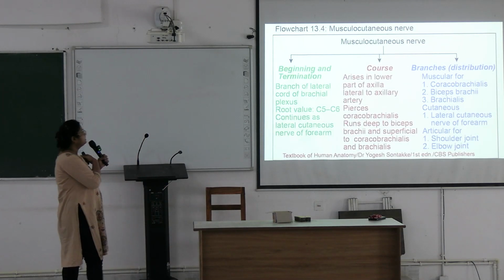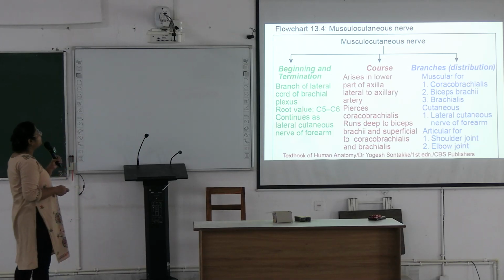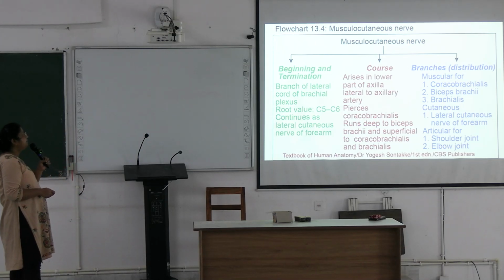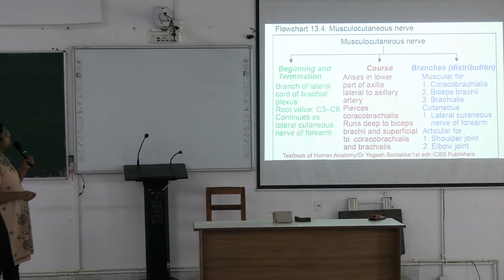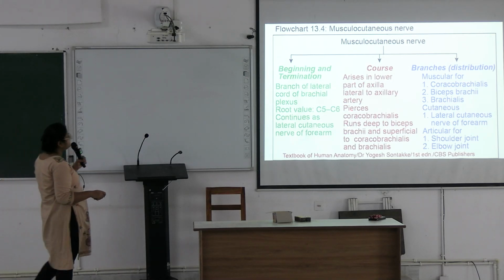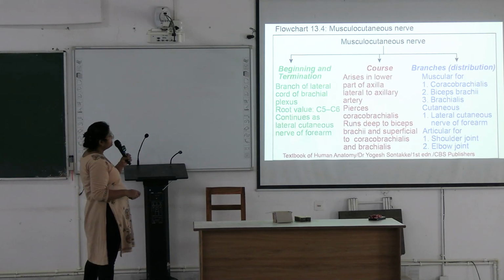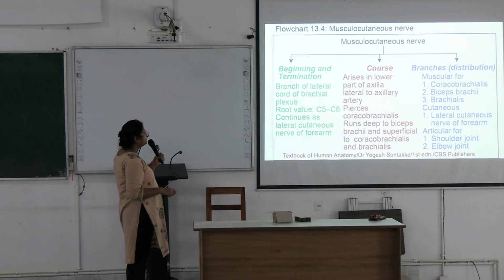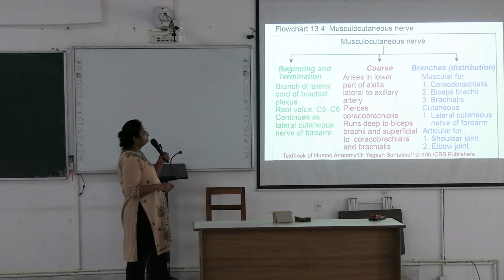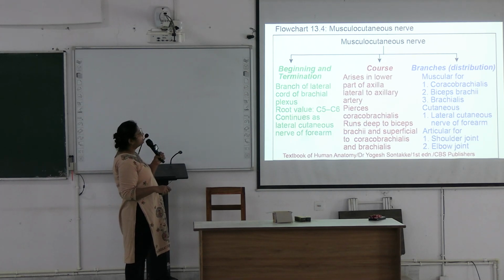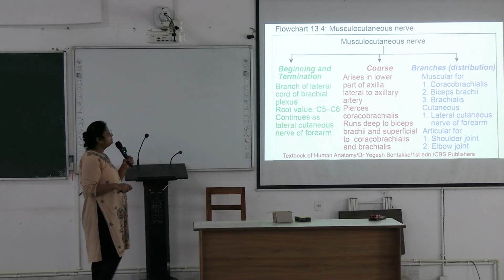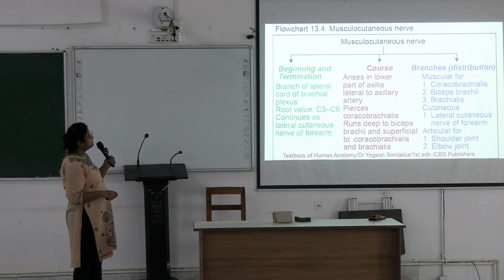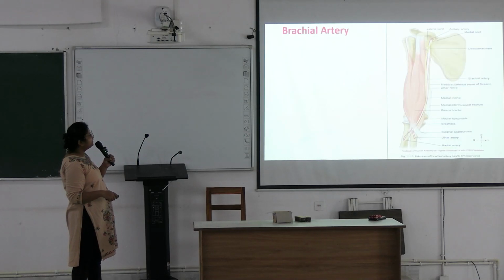So the musculocutaneous nerve is a branch of the lateral cord of the brachial plexus, root value is C5, C6, and it continues as the lateral cutaneous nerve of the forearm. Course: it arises in the lower part of the axilla lateral to the axillary artery, pierces the coracobrachialis, runs deep to the biceps and superficial to brachialis. Branches: muscular branches for coracobrachialis, biceps and brachialis, cutaneous branch to the lateral cutaneous nerve of the forearm, and articular branches for the shoulder joint and elbow joint.